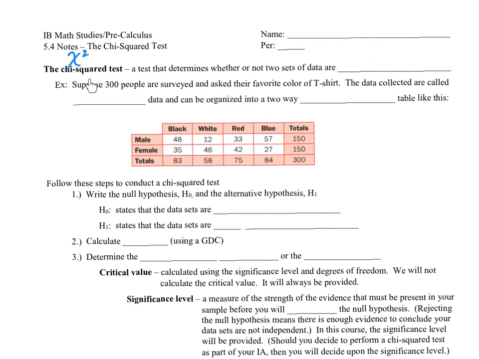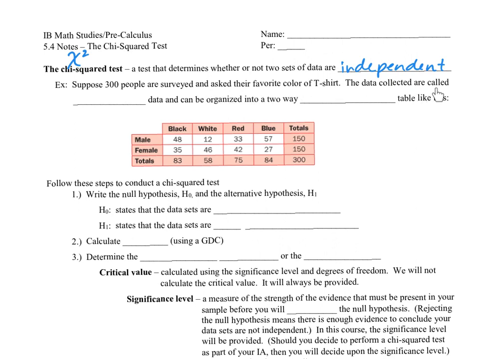So what is the chi-squared test? The chi-squared test is a test that determines whether or not two sets of data are independent. So where one set of data does not depend on the other. So for example, suppose we survey 300 people and ask their favorite color of t-shirt.